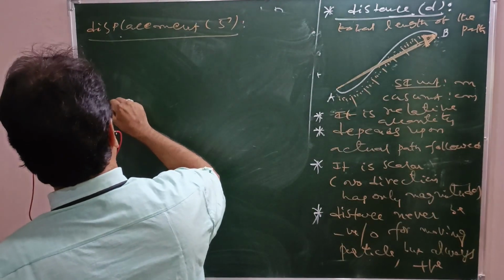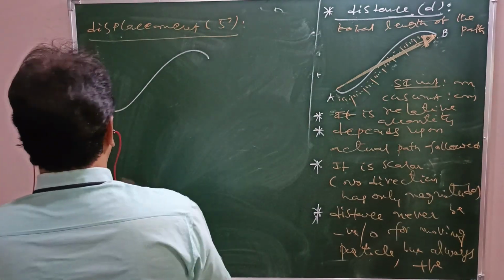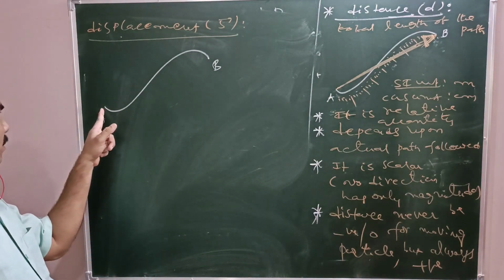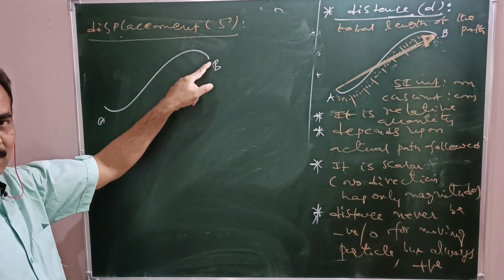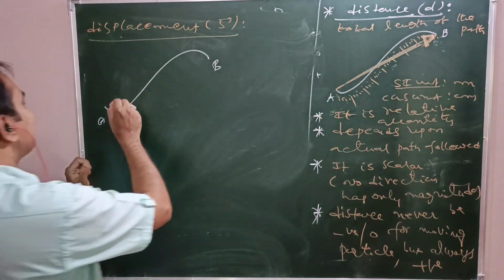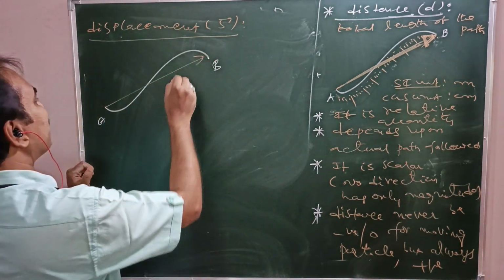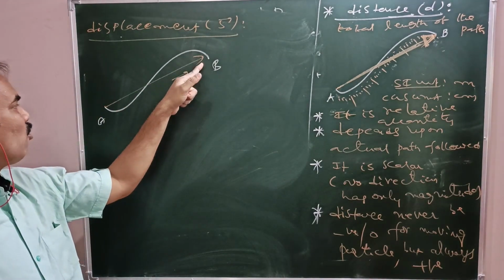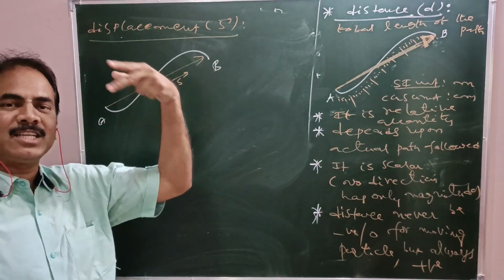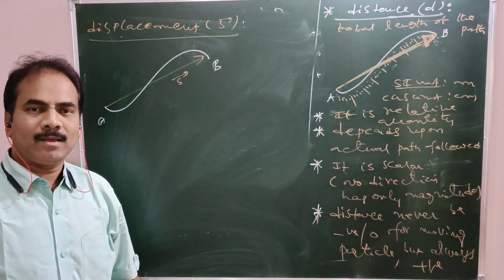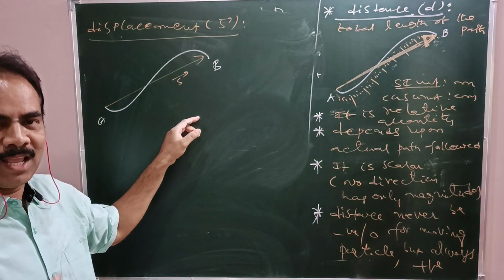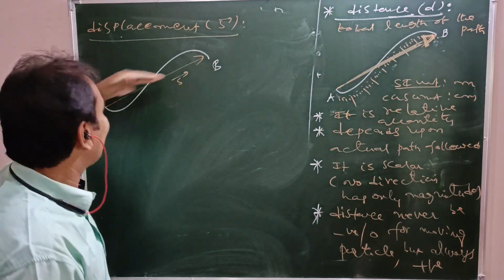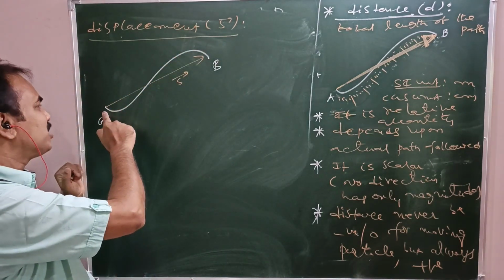See, this is the actual path followed from A to B. If I join initial position and final position with a line segment like that, this is displacement, S bar. So while calculating displacement, no need to consider the actual path followed. Whatever the shape of the path, we simply neglect it. We only consider a line segment drawn from initial position to final position.